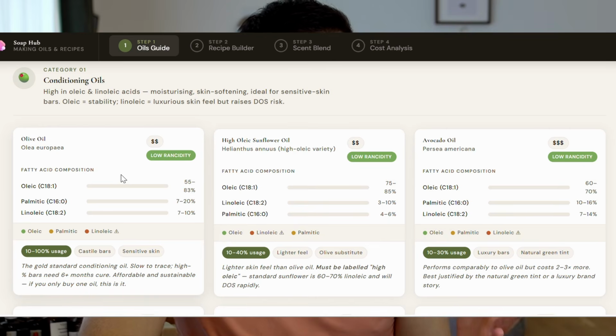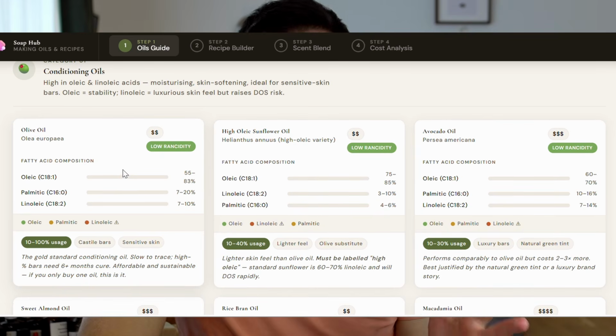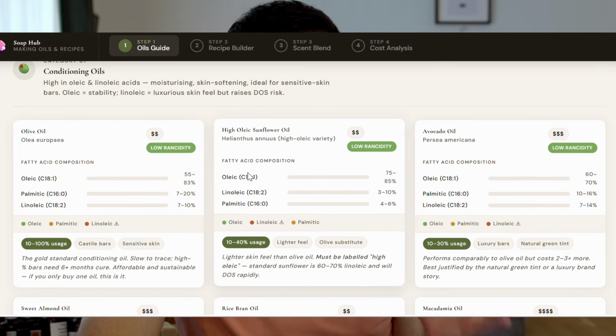So from all the different oils, which are the ones that I recommend? From conditioning oils, I recommend you use olive oil. Olive oil is high in oleic acid. It leads to an amazing conditioning and gentle lather. And then high oleic sunflower oil. This could also be an alternative. I know this is cheaper in some areas and it behaves almost the same as olive oil.